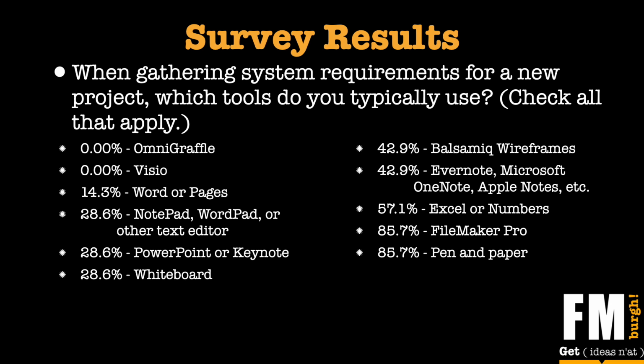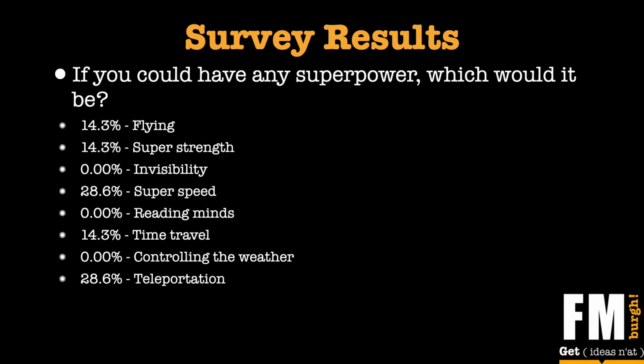Nobody uses OmniGraffle anymore, but I guess it's not exactly the least expensive option for drawing stuff. And then the last question was, if you could have any superpower, which would it be? You can only pick one, and teleportation and super speed were tied as the top vote getters. I thought it was interesting because we always brag about FileMaker being the rapid application development environment, so it would make sense that most FileMaker developers would relate to being able to do things quickly.